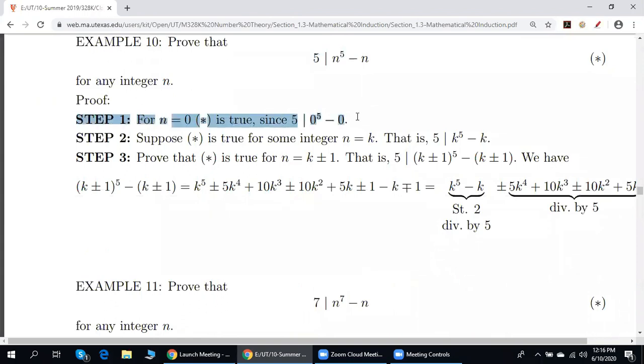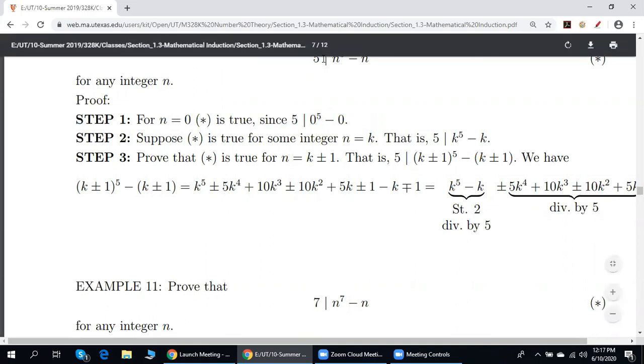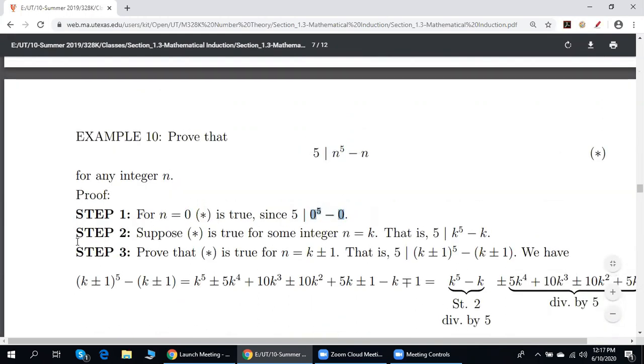Step 1 is very similar. For n is equal to 0, this is true because 5 divides this. Step 2, we replace n by k. Step 3, prove that this is true for n is equal to k plus 1, namely this.